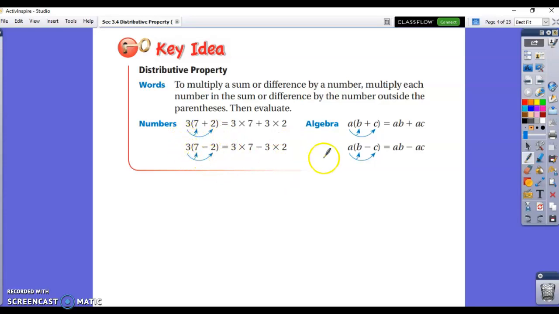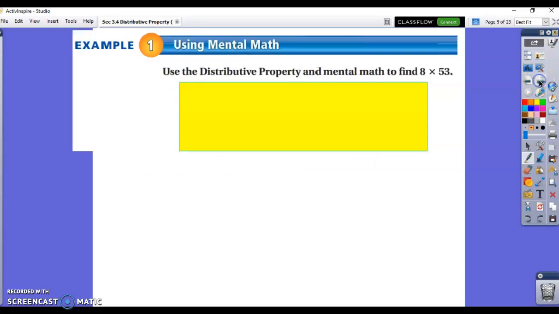And it's represented in algebraic terms here with the a, b, and c. The number a is going to be multiplied by the quantity b plus c. And the number a here is going to be multiplied by the difference of b minus c. And then what's going on here is the exact same thing that's happening right here with these numbers. So we're going to learn this and try it a few times today.